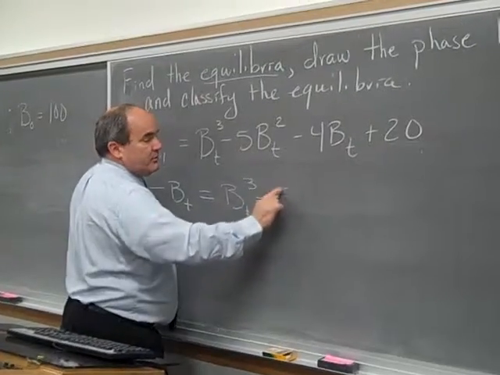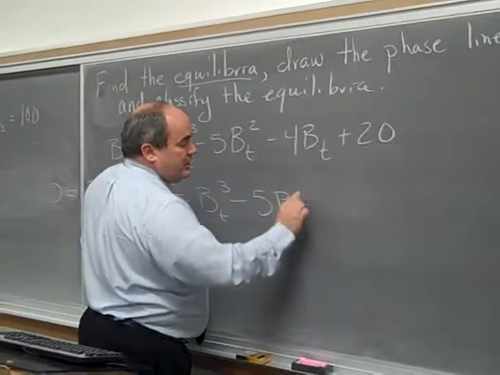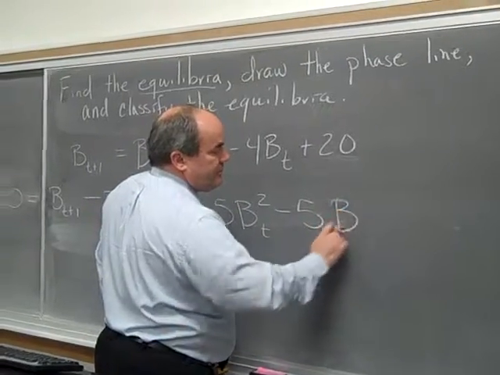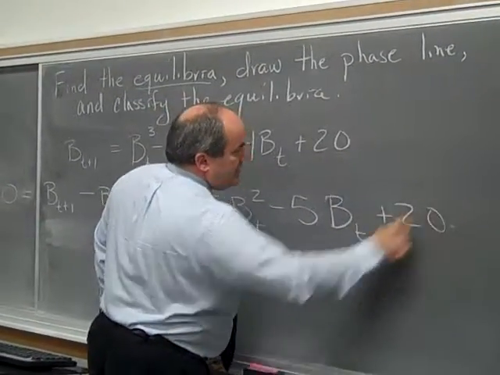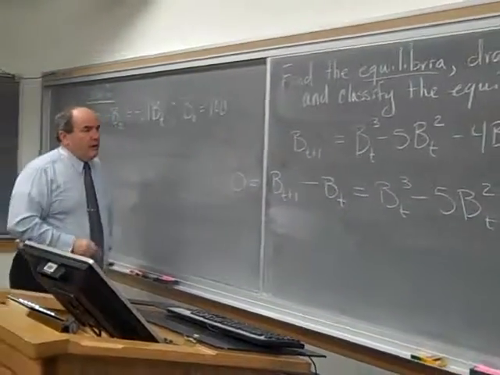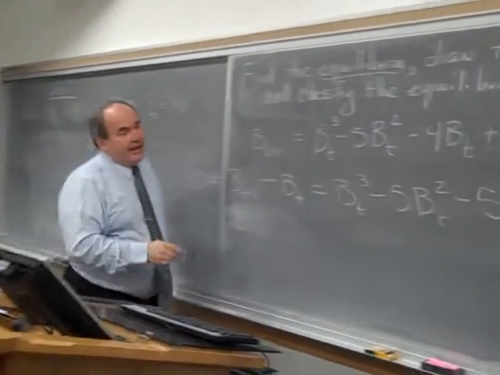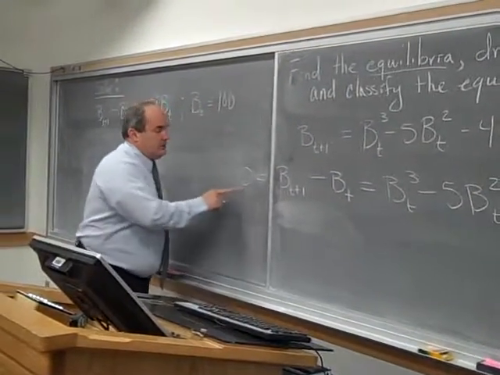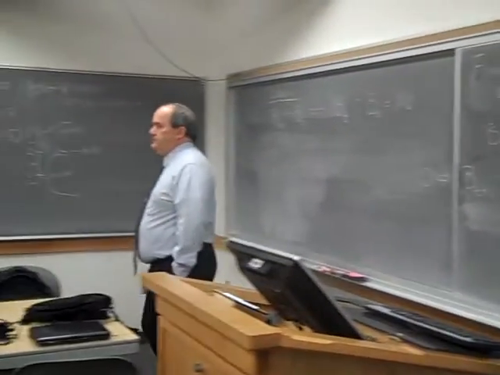So we would have now 5 b sub t, because I subtracted 1 off of there. And now I am interested in when this expression right here is actually equal to 0.